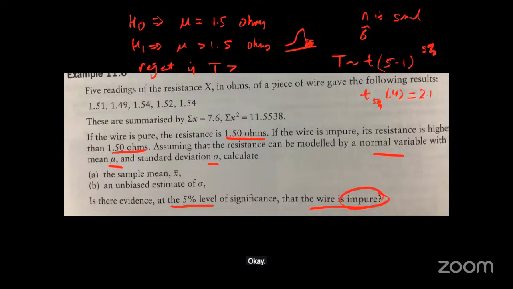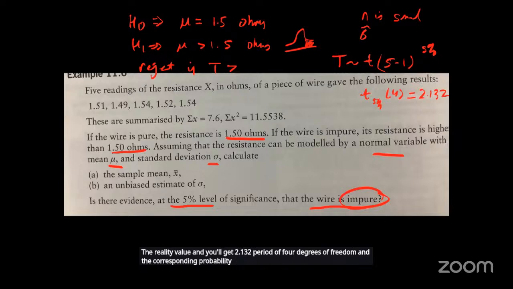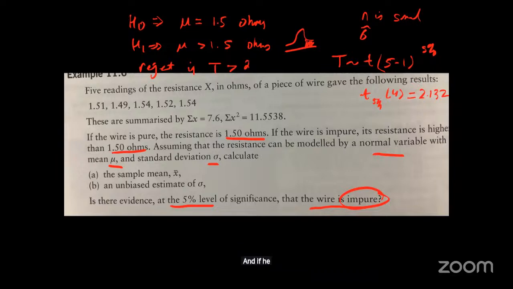2.132. Right. So if you're looking at the table, you will see how to read it. You read off 4 degrees of freedom and the corresponding probability, and you'll get 2.132. So basically, here's what it's saying. We are going to reject if the T calculated is more than 2.132. So that's most of your work finished there.